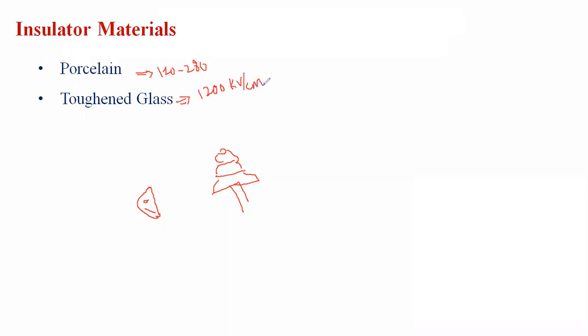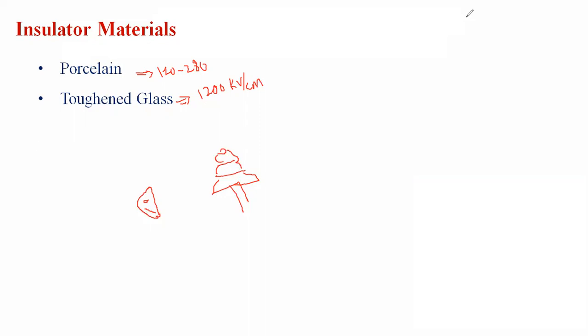It is used for transmission lines, nowadays for 220 kV, 400 kV and 765 kV transmission. The mechanical strength is good compared to all the remaining types of material. Moisture is not absorbed by toughened glass, because it is glass coated, and it can withstand any temperature level, but the cost is high compared to porcelain material.